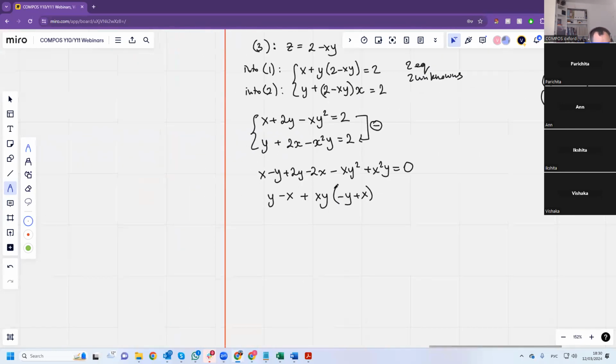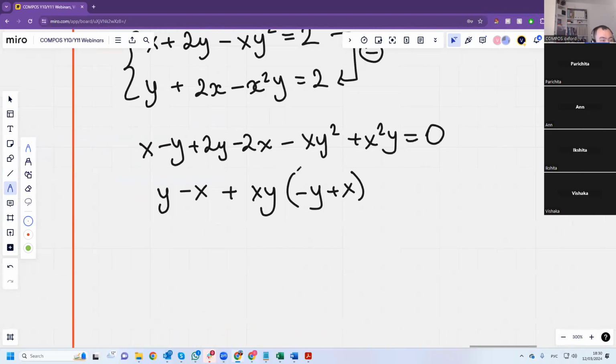Okay. Coming back to this. So what I've done is I've found the like terms, of course, here. So it's going to be y minus x. Now here, from these two, I've taken out xy as a common factor, and I'm left with minus y plus x.